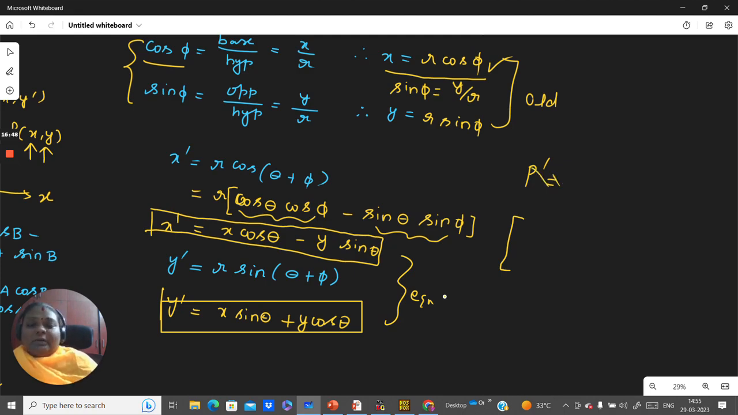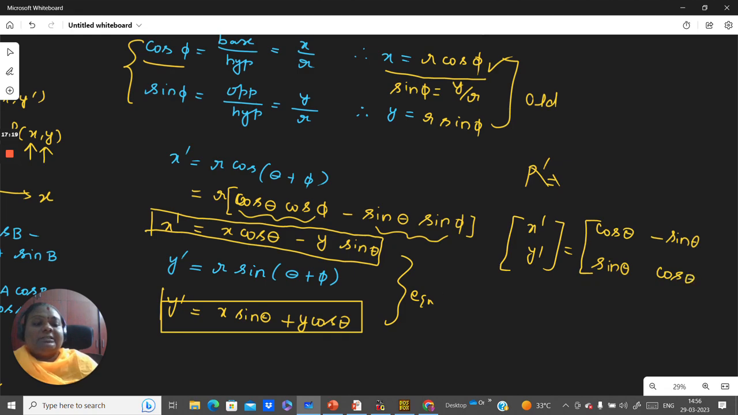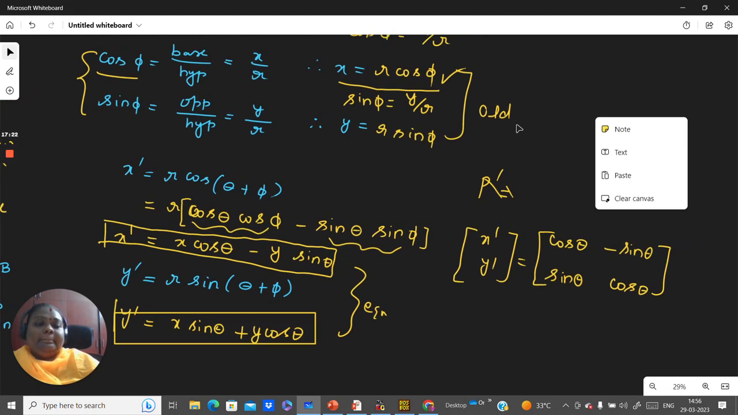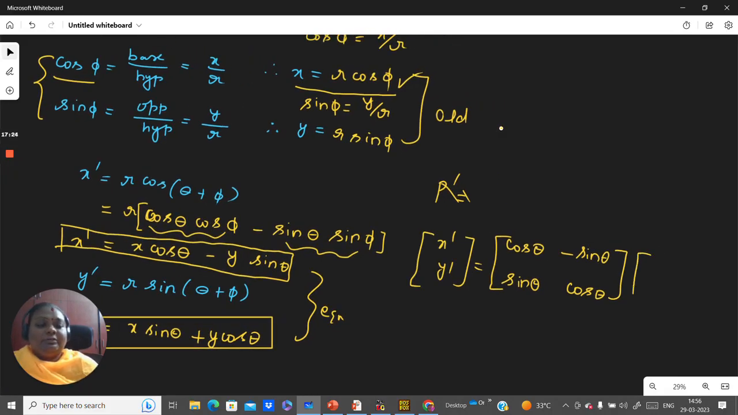So the new value x dash, y dash can be given as, okay, the equation, when you see, it is x into cos theta minus y into sin theta. What is the coefficient of x? That is cos theta, so it will become cos theta. Then the coefficient of y is minus sin theta, so minus sin theta. Then y dash is equal to x into sin theta, so x coefficient is sin theta here and the y coefficient is cos theta. So these are all the coefficients of x and y. So this is your rotation matrix.